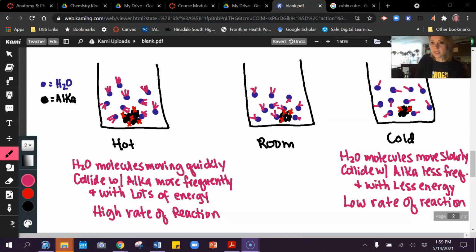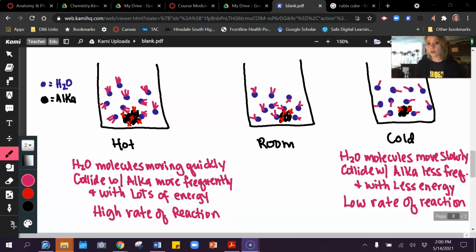Okay, so this is my summary of these pictures. If we take a look at our hot water, our water molecules are moving very quickly because we've added energy to them by warming them on the hot plate, and therefore they're going to zoom around really fast. They're going to collide with the Alka-Seltzer more frequently, so more often, and with lots of energy, and therefore we get a high rate of reaction. The Alka-Seltzer dissolved the fastest in the hot water.